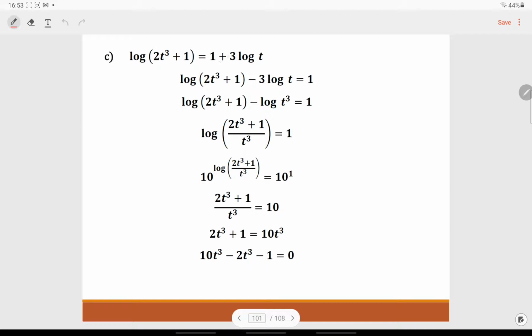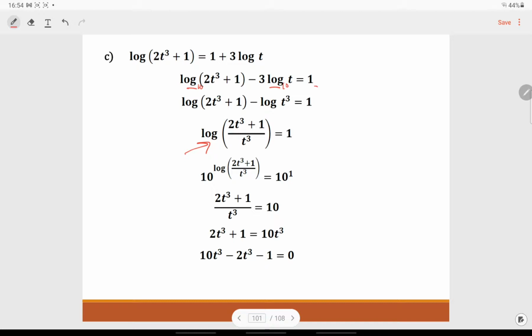Next, we have this equation: log of (2t cubed plus 1) equal to 1 plus 3 log t. How to solve this problem? We take all the logarithms to one side and put the value without logarithm to the other side. So we put all the logarithms on the left hand side, and we put 1 on the other side. Because these logarithms have no base written, we know we are dealing with log base 10. Same bases, so we can combine these two logarithms into this single logarithm.